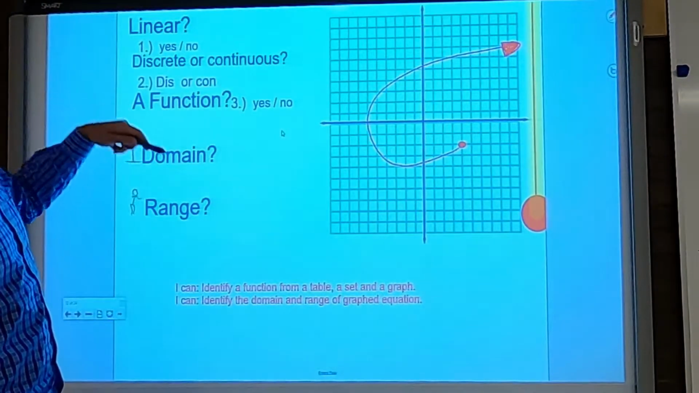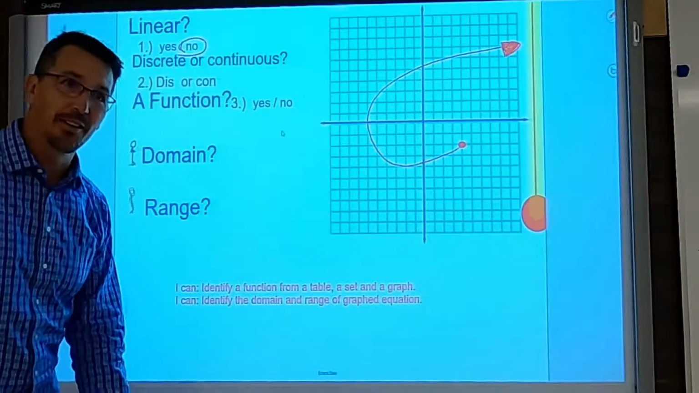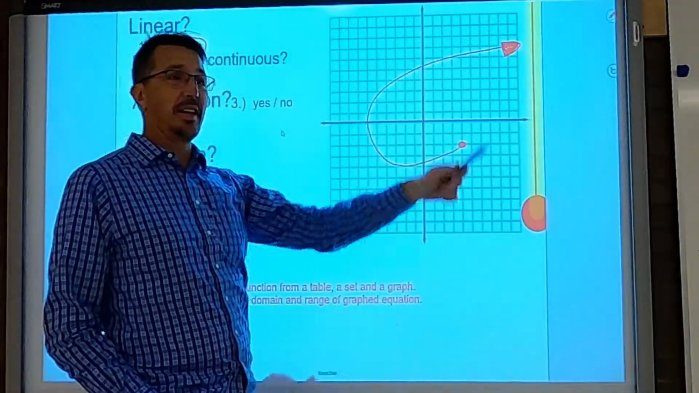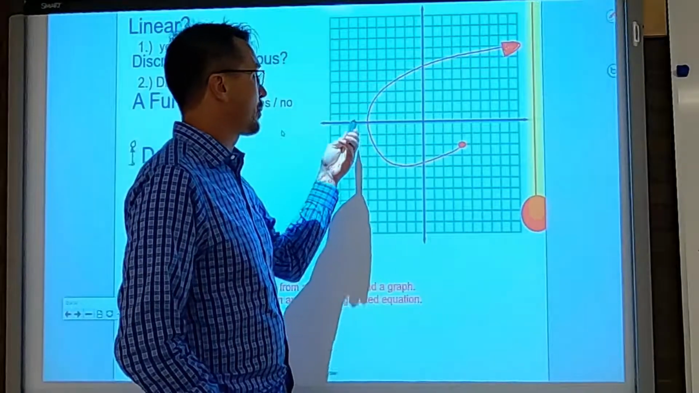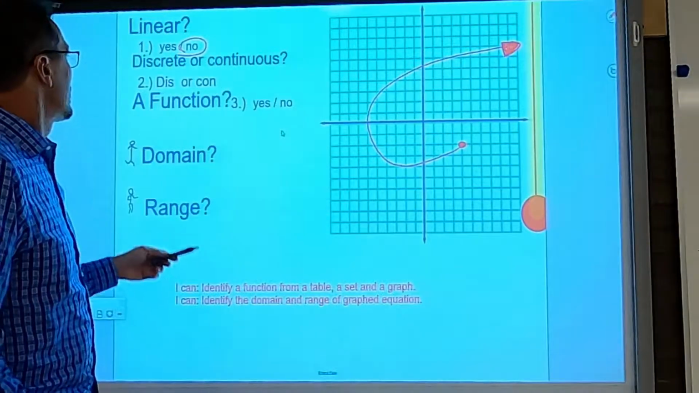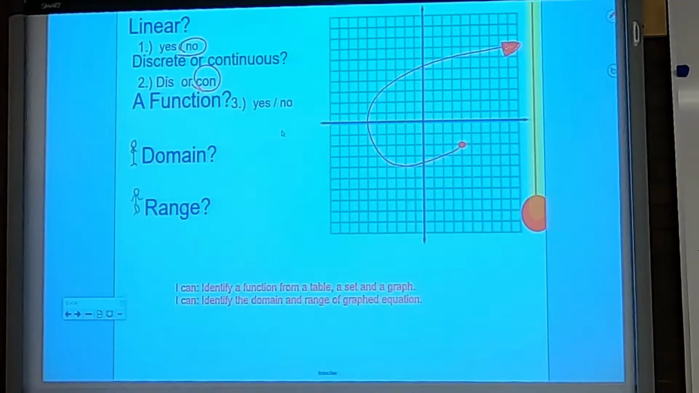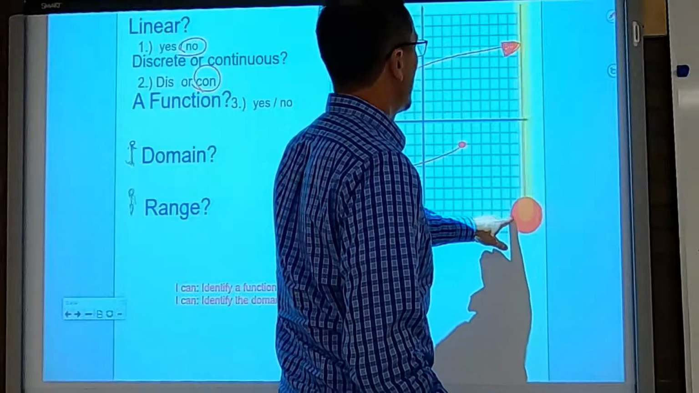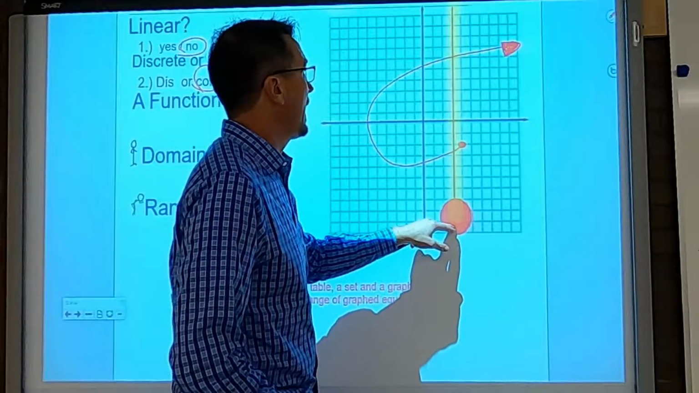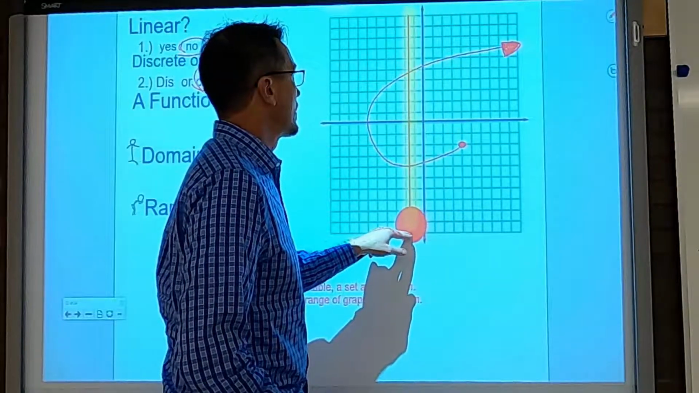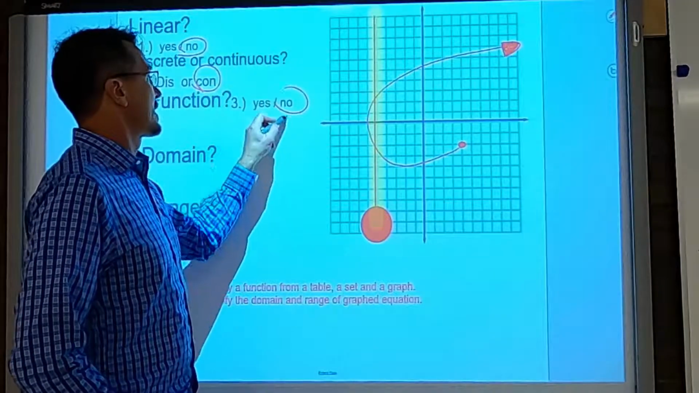All right, so is it linear? Well, that one should be obvious. It is not linear, because this is definitely not a straight line. Is it continuous or discrete? It is continuous because there's no breaks in the line from here to here. And then, is it a function? Well, if I do the vertical line test, that arrow means it goes forever that way. But when I get to this point over here, I start seeing two values for x. So it does not pass the vertical line test. So this is not a function.